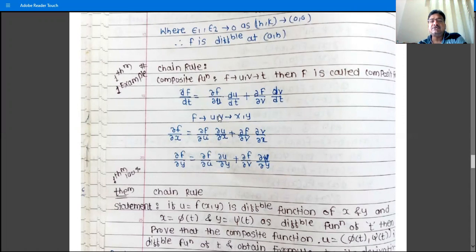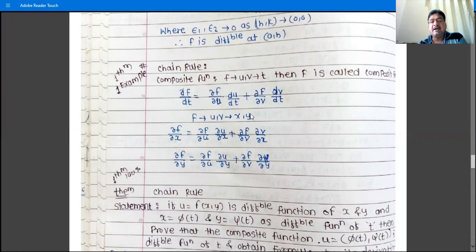If f is a function of u and v, and u and v are two variable functions of x and y, then f becomes a composite function of x and y. Now if you consider f as a function of u and v, then it is a two variable function. And if we consider u and v as functions of x and y, then they are also two variable functions. Now all are multivariable functions, and therefore the notation is partial.